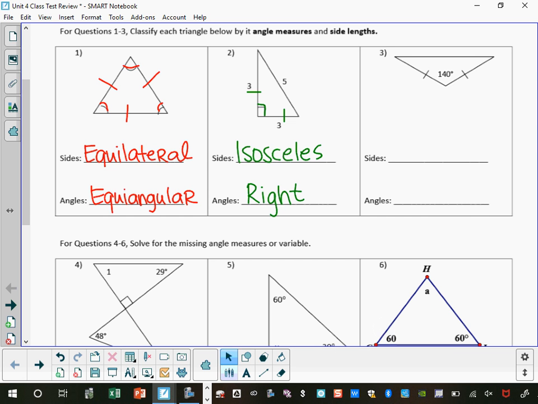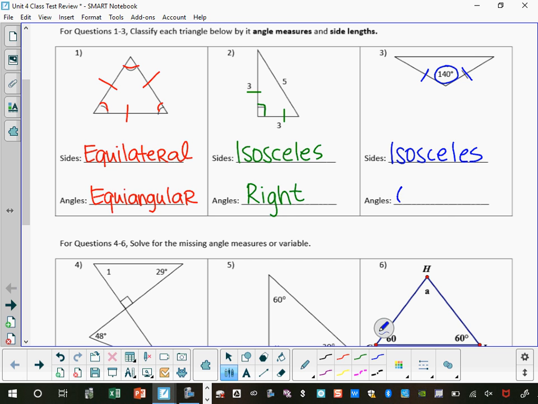All right, the third one. I have two congruent sides. What's the classification? Isosceles again. And my angle is obtuse. Over 90 degrees, so my angle is obtuse. Any questions on how we're going to classify our angles? Should there be any problems, especially if you have this cheat sheet to rely on? Good.